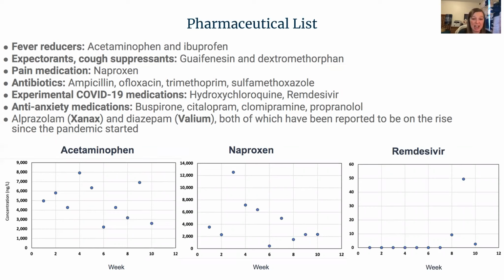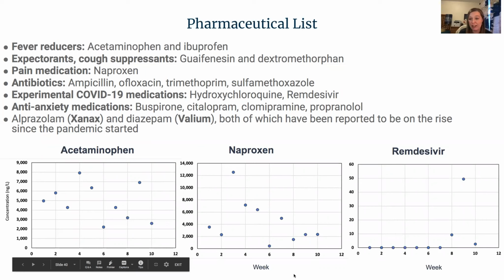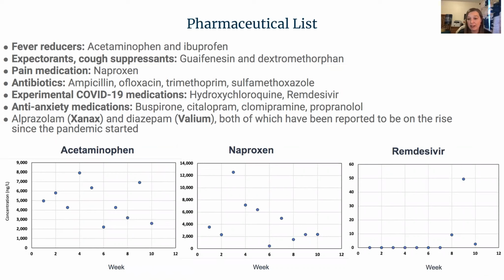And this is just a snapshot of some of the data that we've sent back to the treatment plant operators so far. So acetaminophen and naproxen are pain relieving medications. We're reporting concentrations in nanograms per liter, and you can see weeks across the x-axis and concentrations on the y-axis. And then remdesivir, of course, is one of the experimental drugs that's being used in hospitals for treating pretty severe patients.